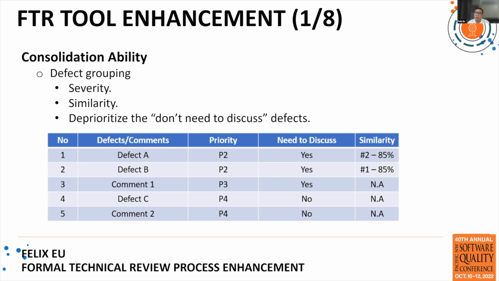And based on the similarity, it helps to identify the duplication to reduce the repeat discussion and deprioritize the defects that don't need to be discussed. For example, the cosmetic issue, such as the spelling mistake or the format error. This will help to shorten the review meeting duration and only focus on those important items.